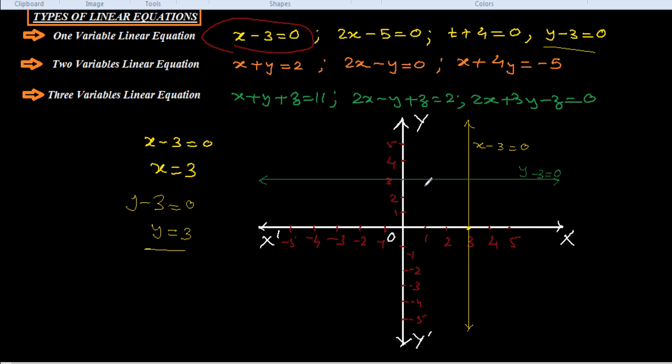So this equation does not intersect both the axes simultaneously. It will cut only one axis, either x or y. Now we see the two variable linear equations here.